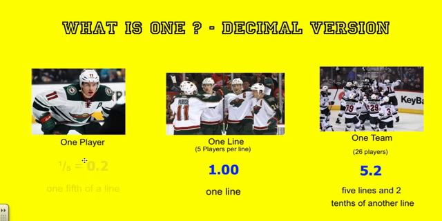And our 1 player, he is going to be 1/5 of 1 line. So 1 divided by 5 is 0.2. That's 1/5 of the line.